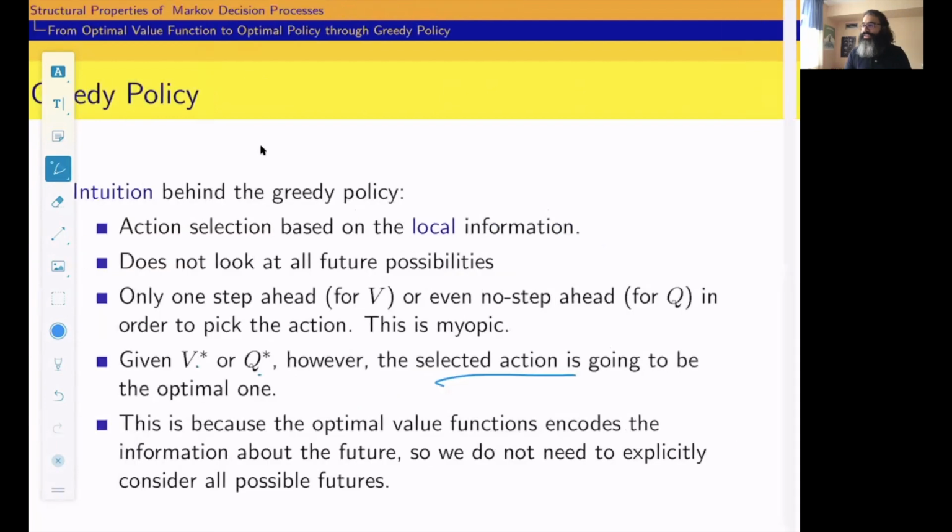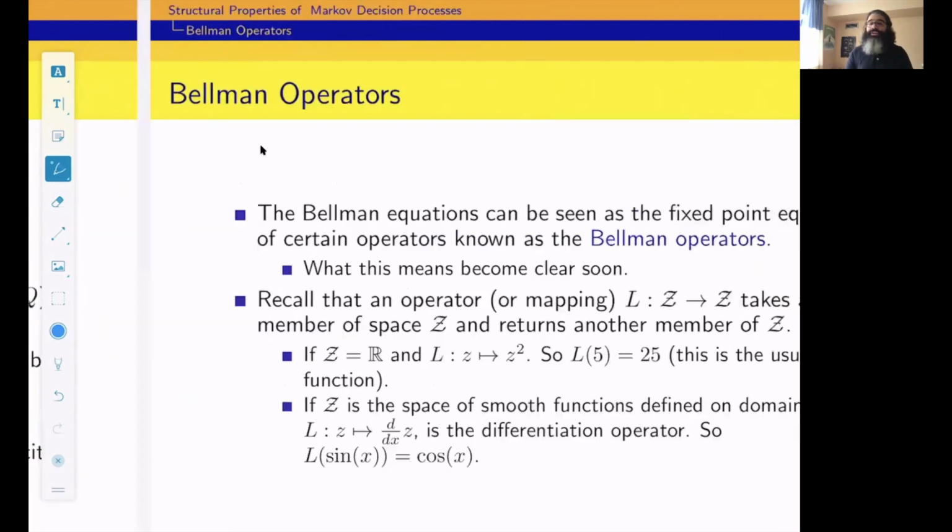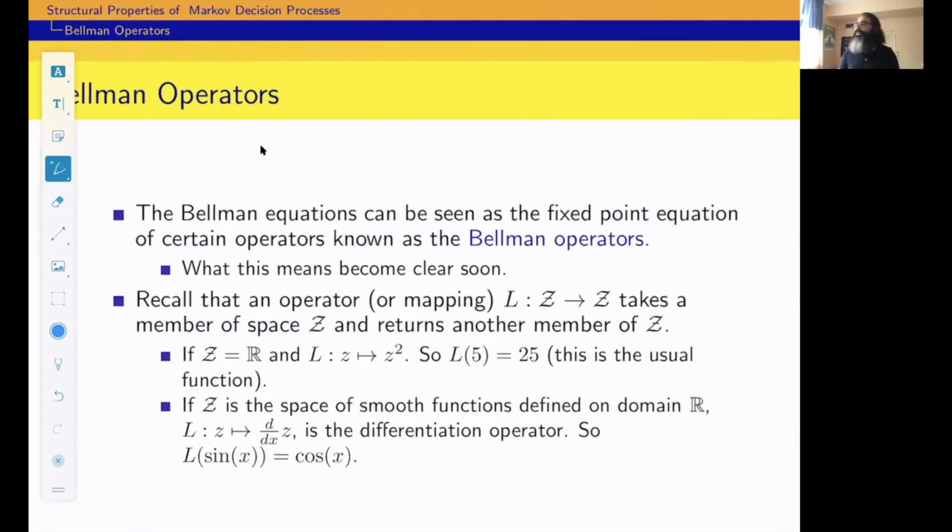Okay, so let's talk about another concept that is going to be very important, and that's called the Bellman operators. Bellman equations can be seen as the fixed point equation of certain operators known as the Bellman operators. So what does it mean? I mean, what's a fixed point? What is an operator? And anything like that. So you will see.